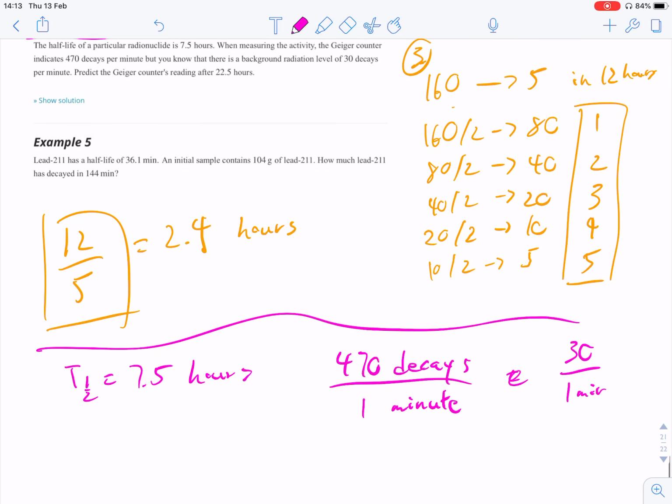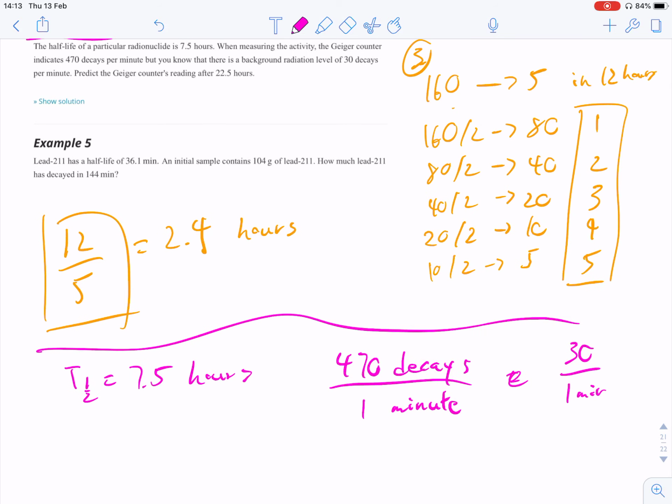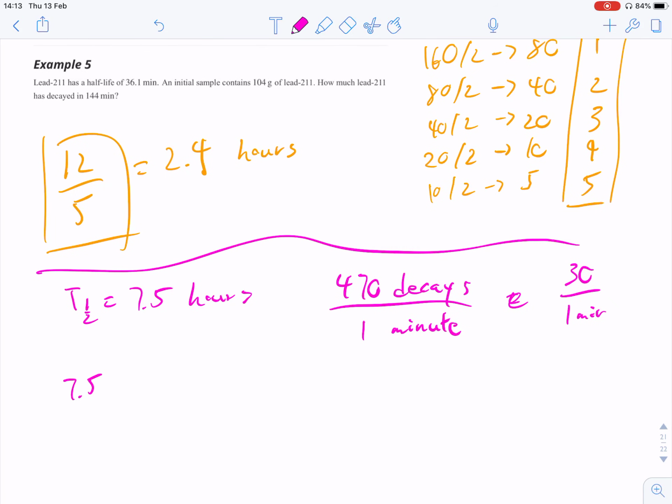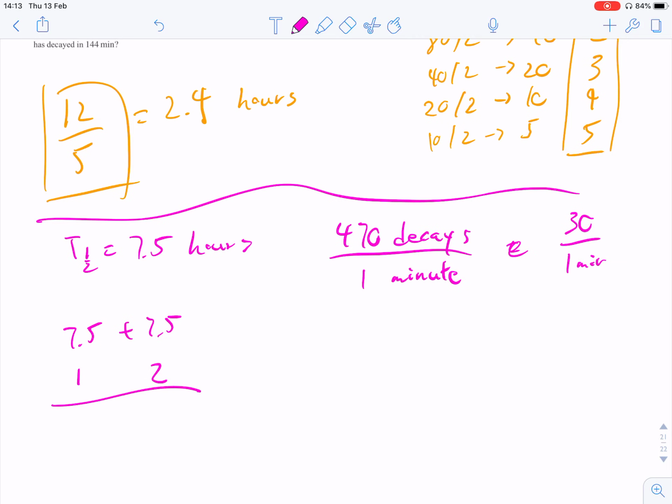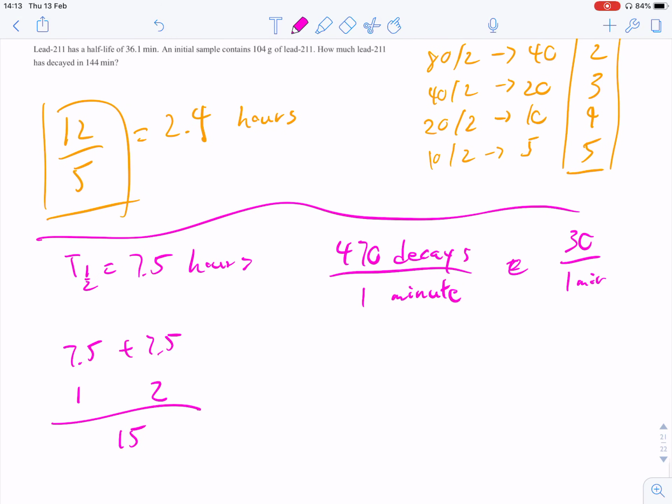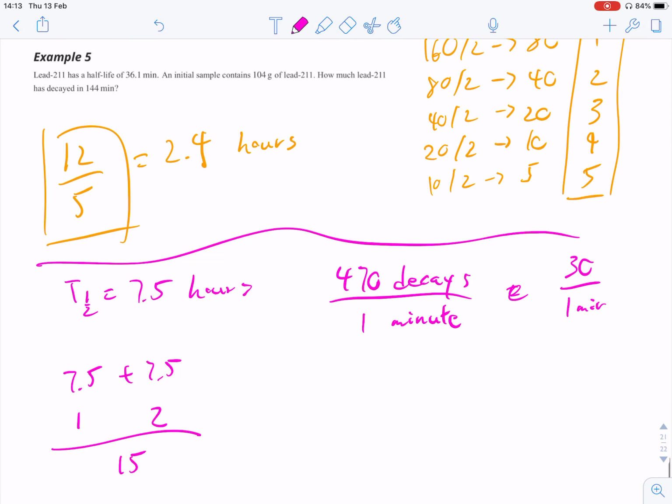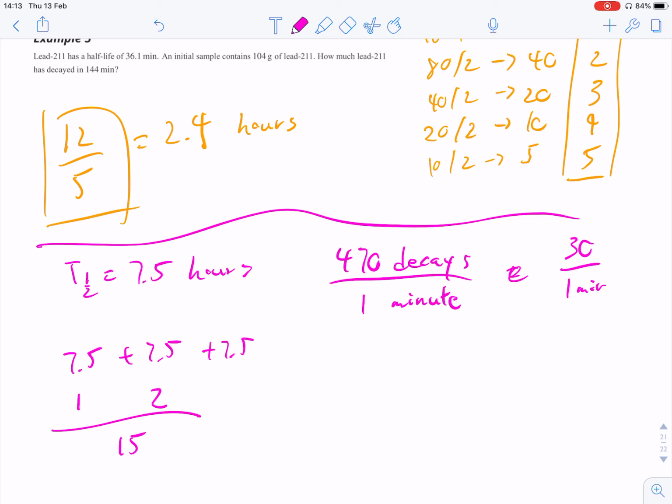So let's figure out how many half-lives it's going through first. So 7.5 hours is 1 half-life, plus another 7.5 hours is 2 half-lives. That's going to give us a total of 15. We're trying to reach 22.5, right? So that plus another 7.5 is going to give us 3 half-lives, which is 22.5. So it's going to go through 3 half-lives.